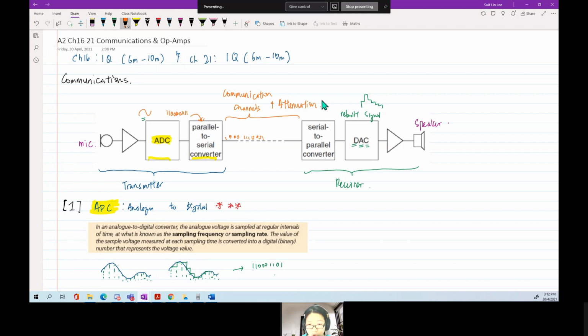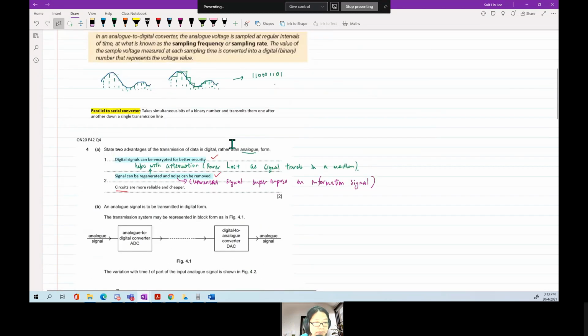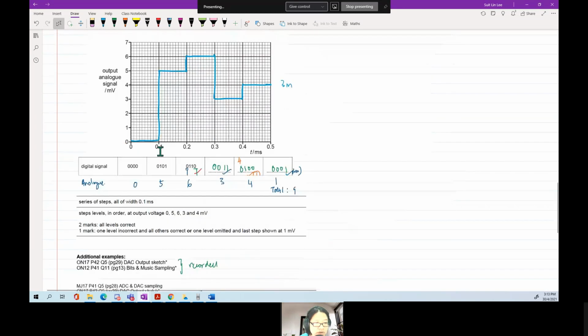my house, because I stay in Kepong, or even further, Miss Ellie stays very, very far away. To get here, you have to go on the highway. So you can still attend class because we have this beautiful thing called the internet. So attenuation will happen, and sometimes we need to regenerate the signal. So when it comes to communication channels and attenuation, the questions will come together most of the time. All right. So this is the first type of question.